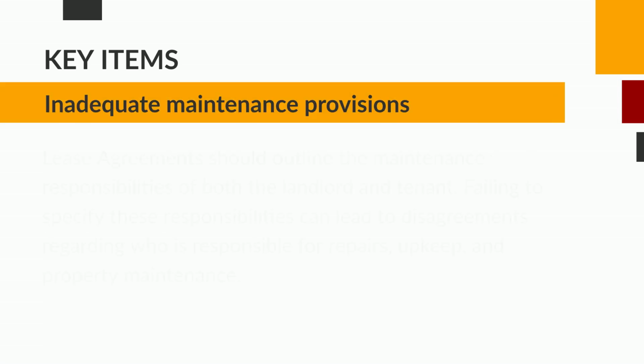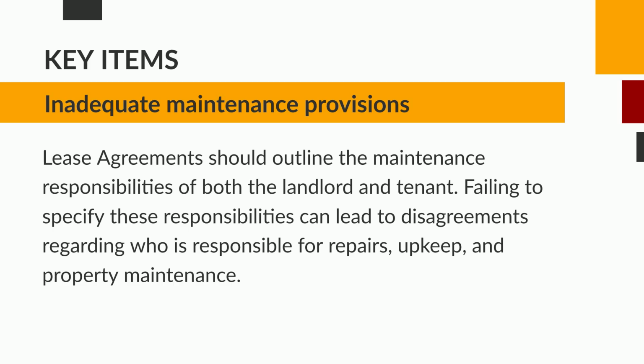Inadequate maintenance provisions. Lease agreements should outline the maintenance responsibilities of both the landlord and tenant. Failing to specify these responsibilities can lead to disagreements regarding who is responsible for repairs, upkeep, and property maintenance.